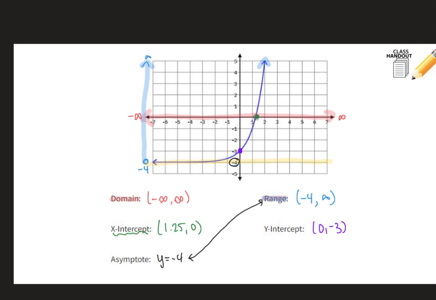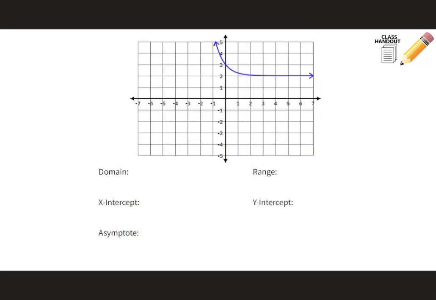And we know that our asymptote is at -4. All right, so let's take another look at another example. So again, starting with domain. So remember, if this were an equation, which there is an equation for this graph, although we don't see it, we can plug in any x value and we're going to get a y value.